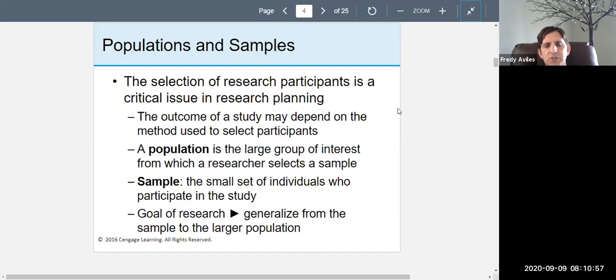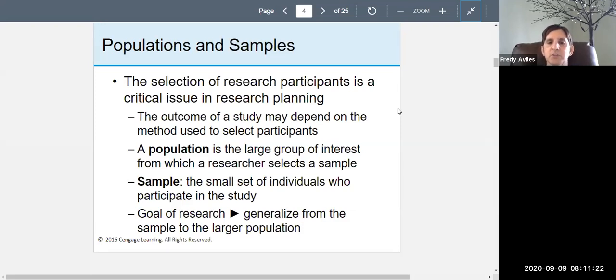Okay, so the population is the group of people of interest. And it's not necessarily everyone that exists. Okay, so don't get confused with that. And the sample is the small set of individuals who participate in the study. They're a small set of people that actually are taken from that population. You can't study everyone in that population. You can't study all depressed people. So it's a small number of people who are going to participate, and that is your sample.